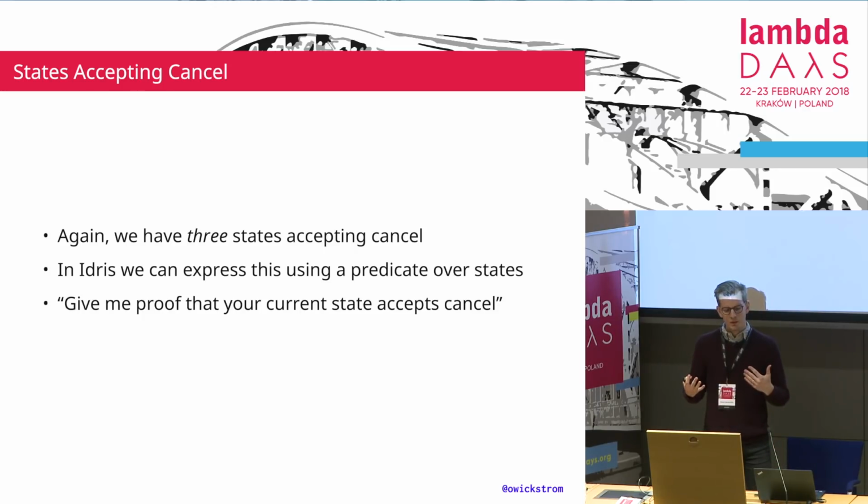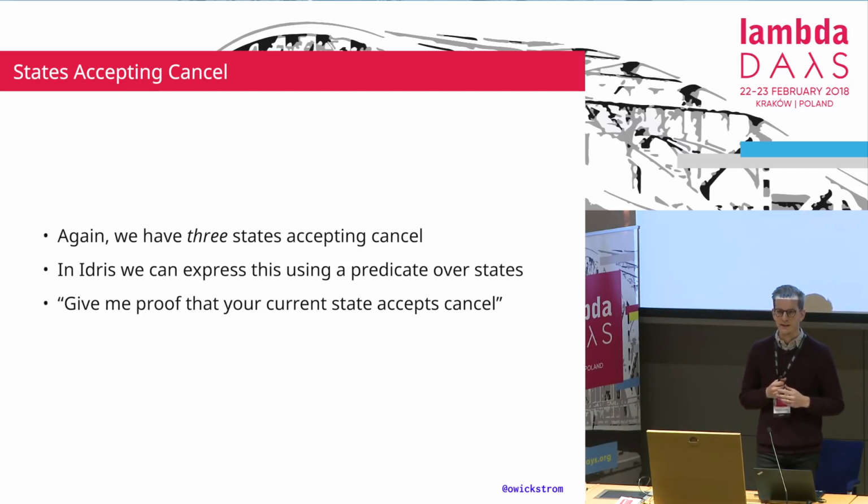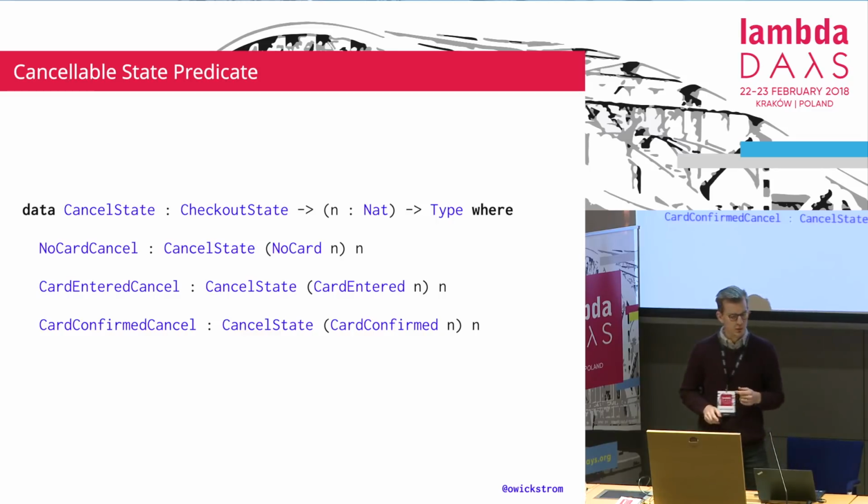Again, we have this thing where we have 3 states accepting the cancel event, and we want to encode that. So we can use a predicate over state types in Idris, and basically say to the caller of this operation, you have to give me a proof that your current state accepts cancel. The proof is a value of this type.